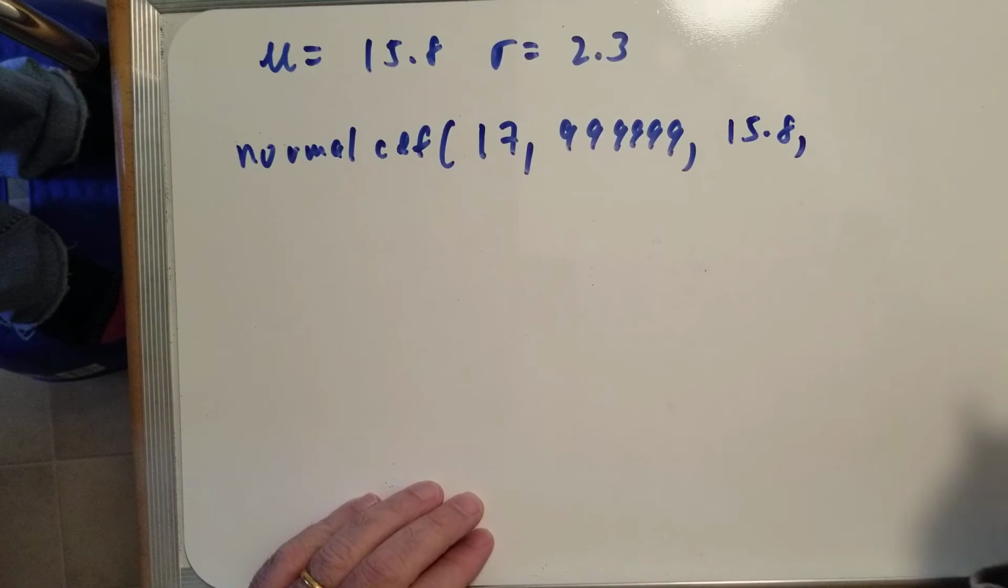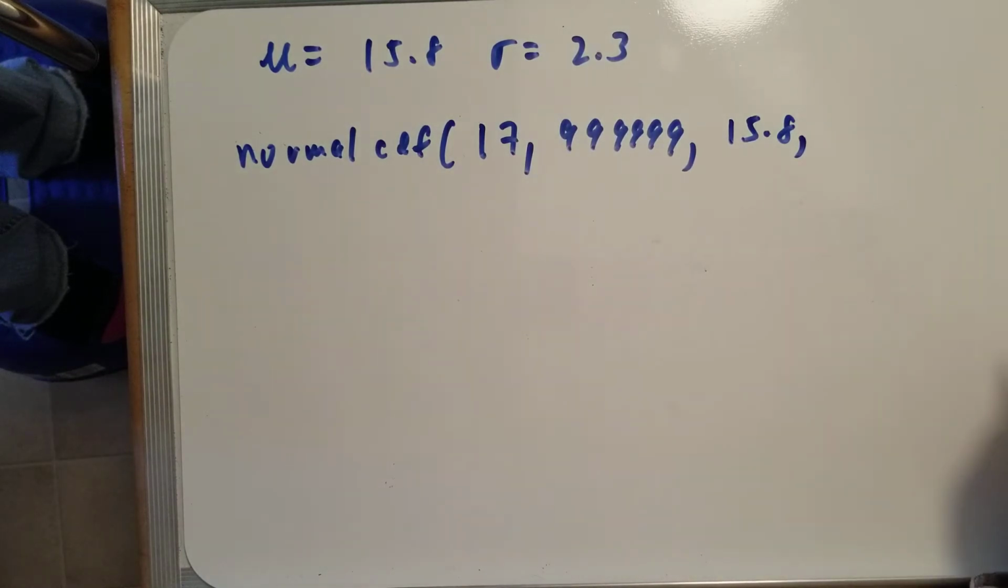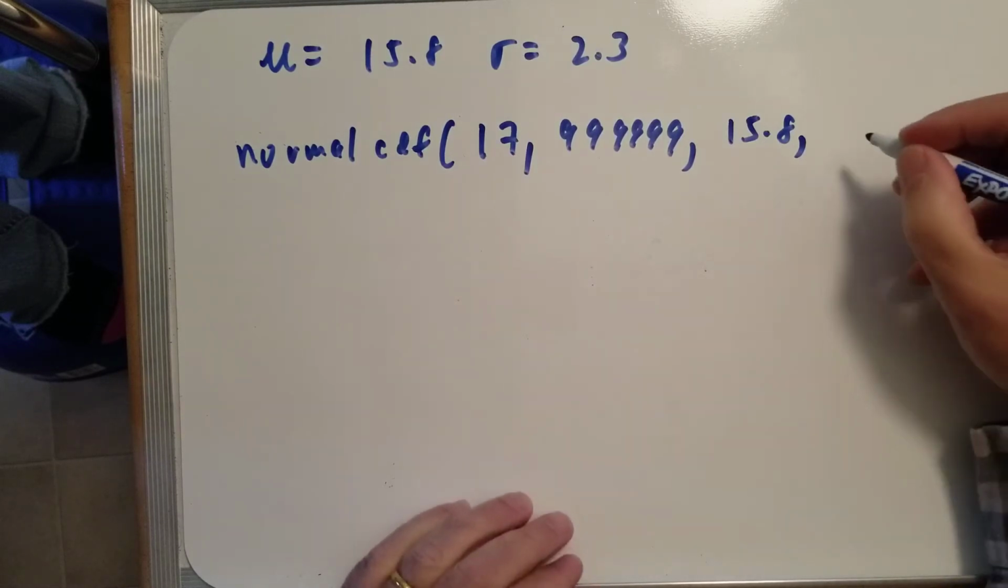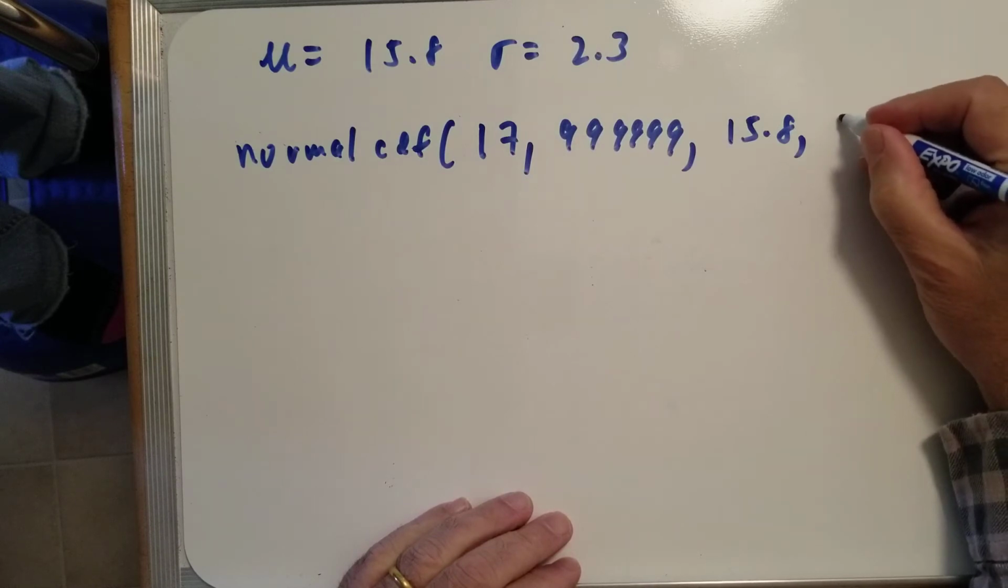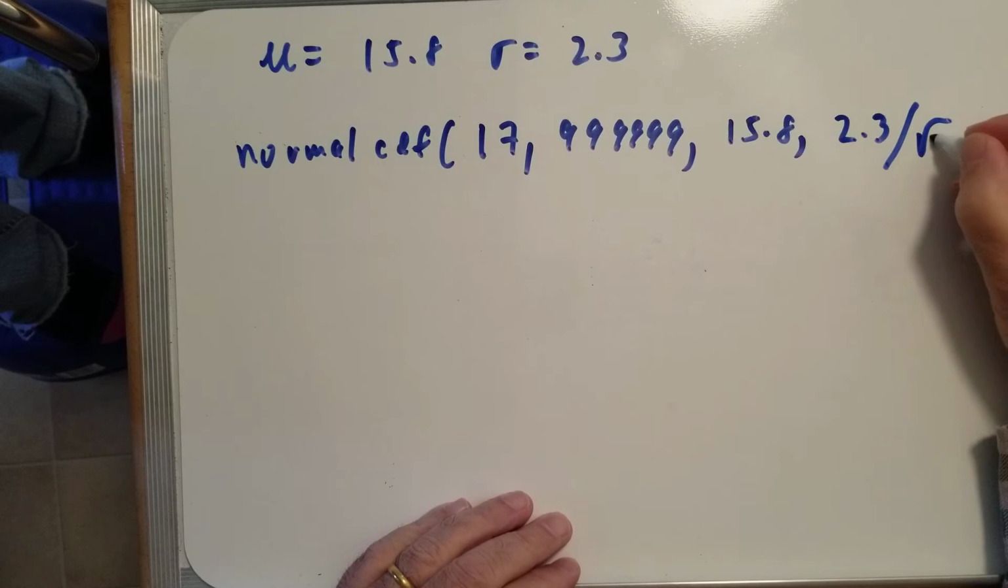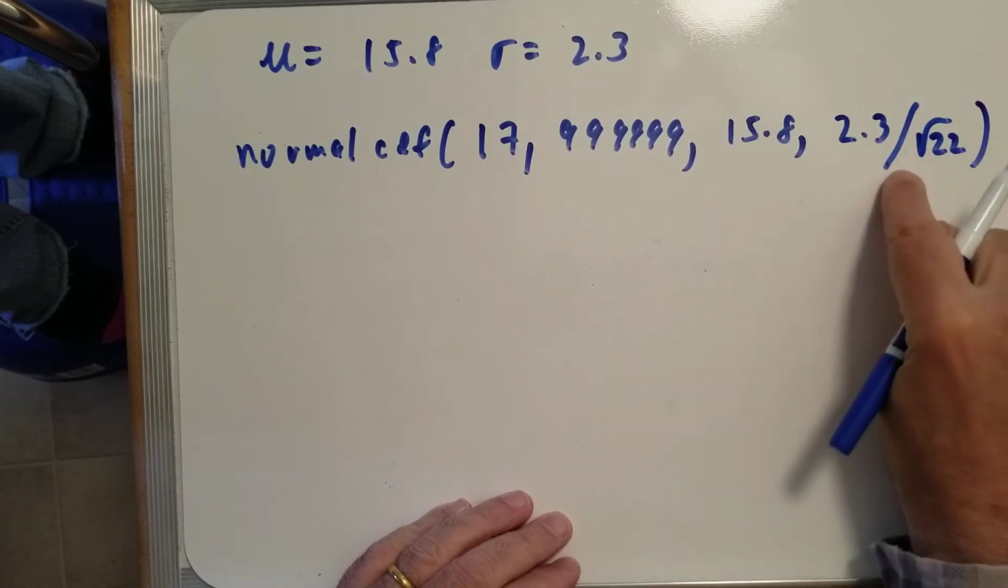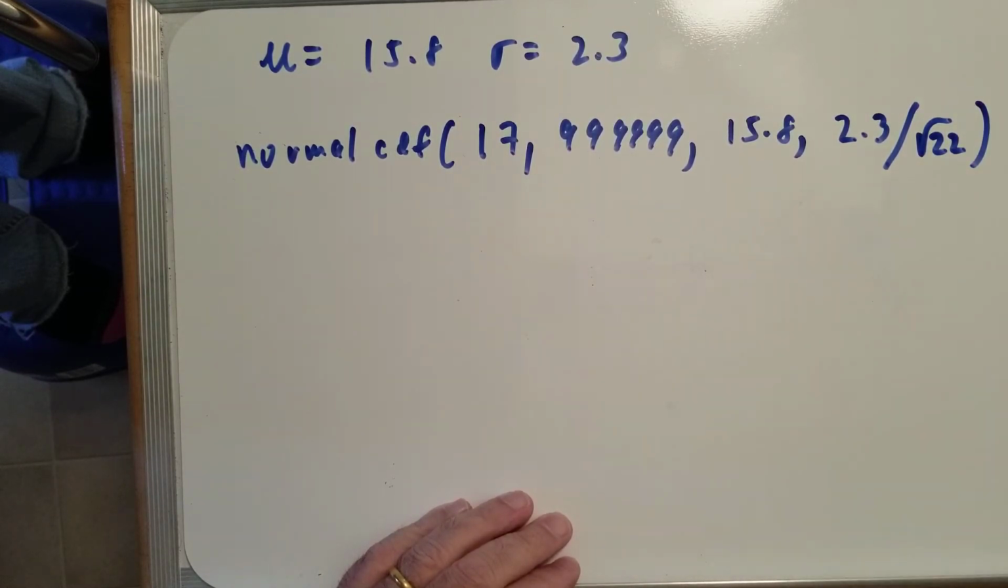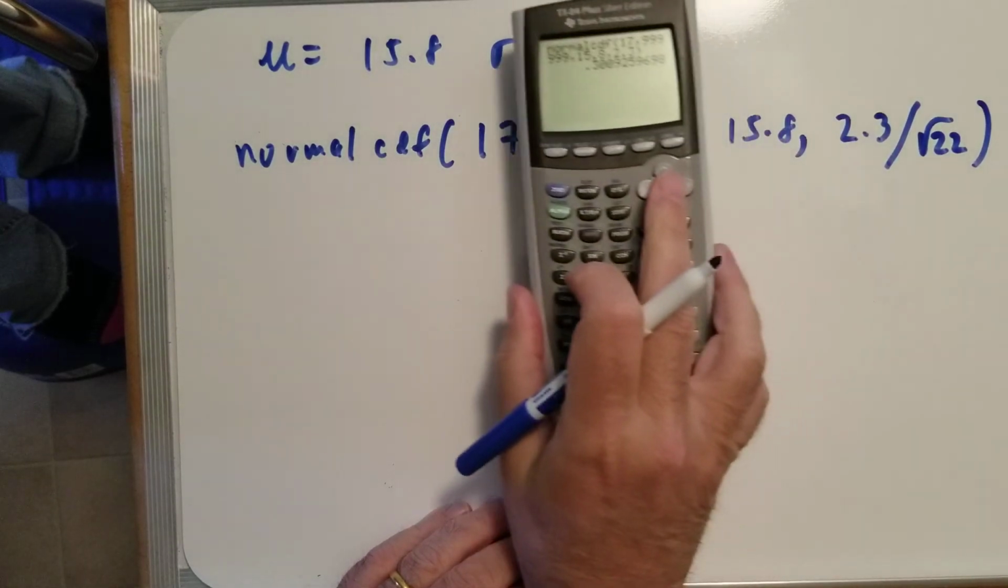But here's the issue. The standard deviation for the sample means is the population standard deviation divided by the square root of the sample size. So for the standard deviation, we go 2.3, but divide it by the square root of 22. And that part right there is where we're using the central limit theorem.